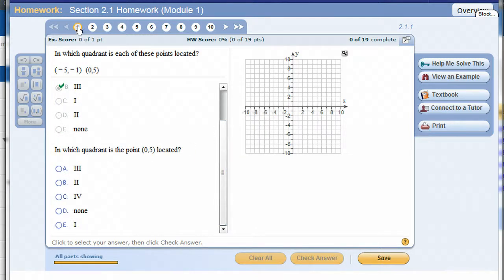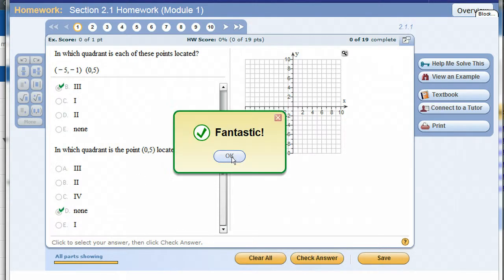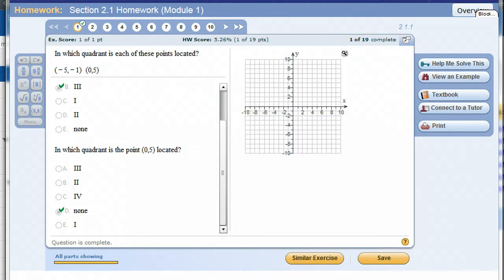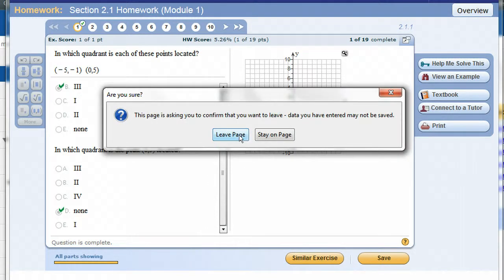So we're still on problem number 1, but it's the second part of problem number 1. In which quadrant is the point 0, 5 located? Well, 0, 5 is right along the y-axis. That's not in any of the quadrants, so you click none. Check your answer, and you did it correctly. So that's how to enter in answers in My Math Lab.